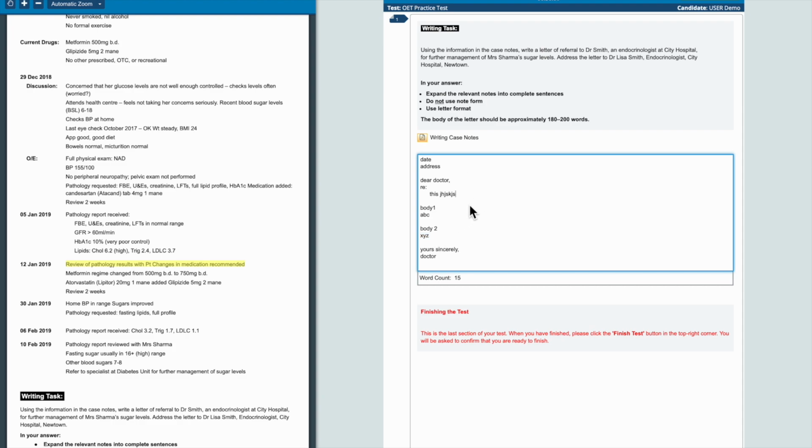You can put it up here in body 1, and you can bring a sentence on top to the bottom. You can delete it, you can highlight and delete an entire sentence, so you don't have to do it one by one. So all these features are available if you do OET on computer.